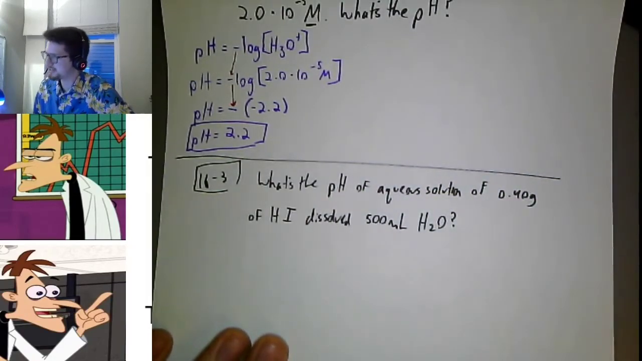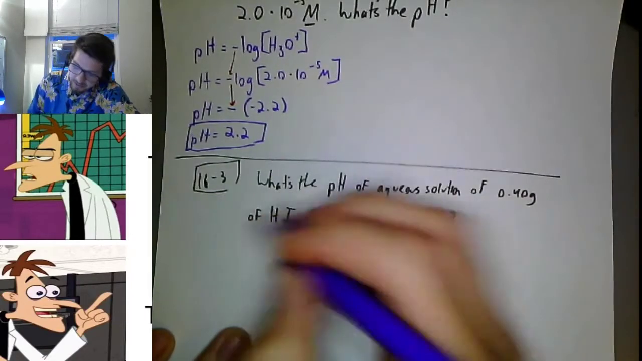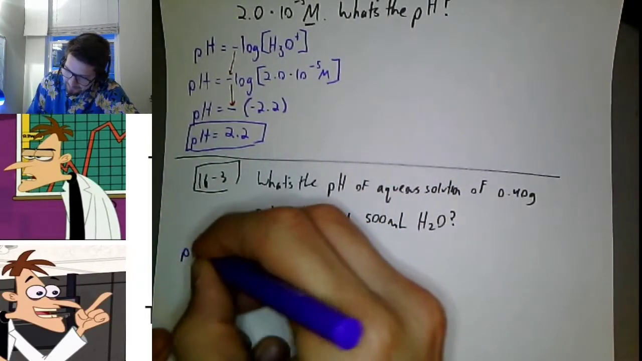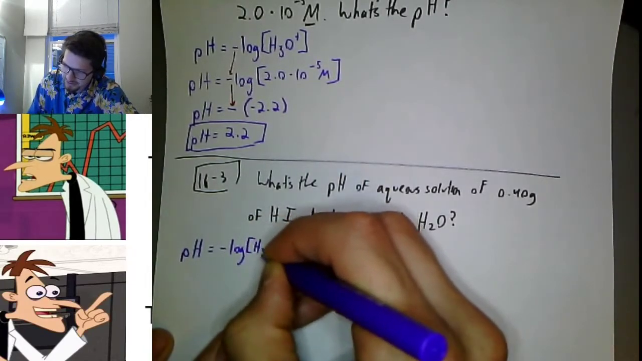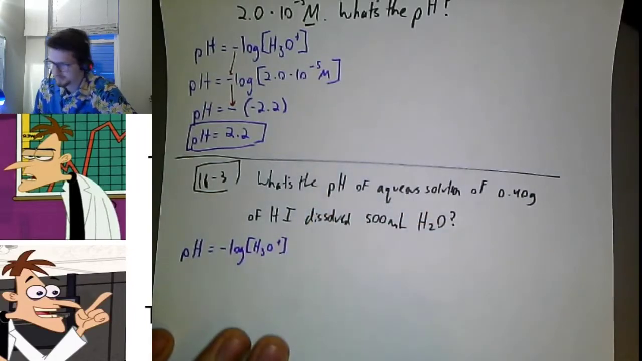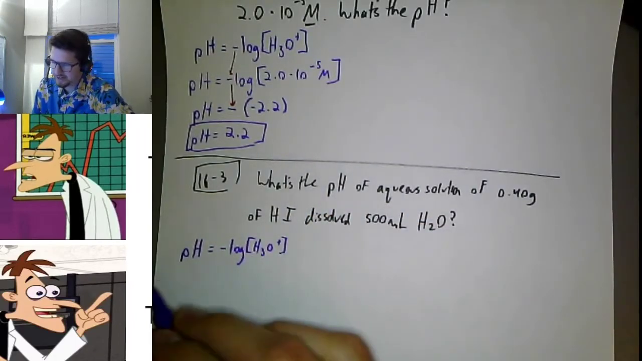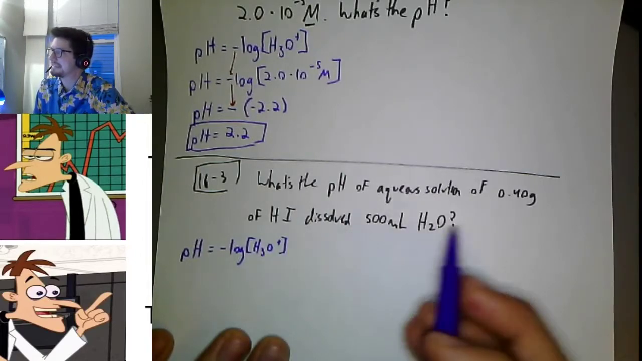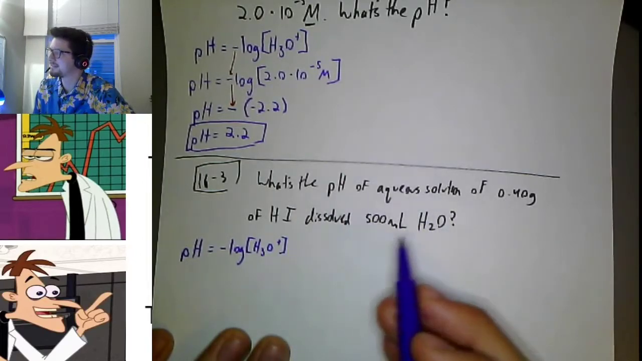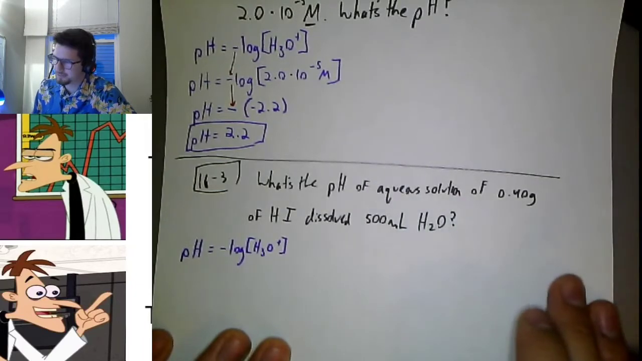Okay, so this problem doesn't look nearly as cut and dry as the last one, but I'll start with the equation anyway. pH equals negative log of the hydronium concentration. Okay, do we have our pH? Nope, we're looking for our pH. Do we have a hydronium concentration? Doesn't look like it. So what are we supposed to do?